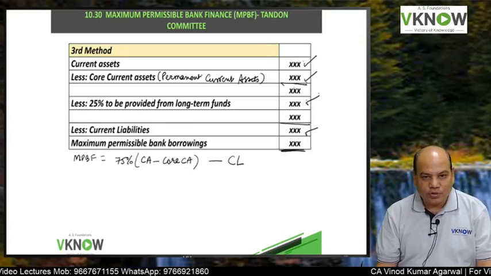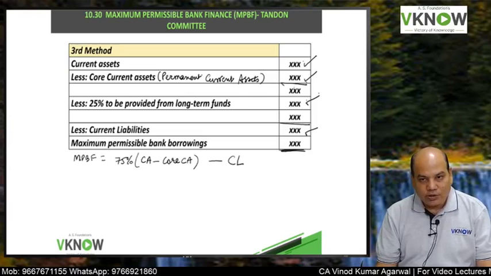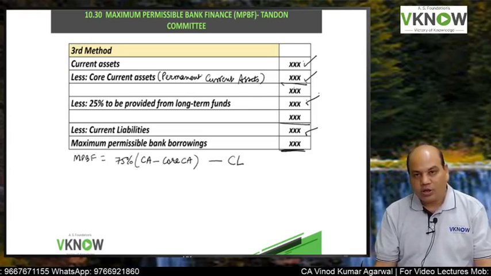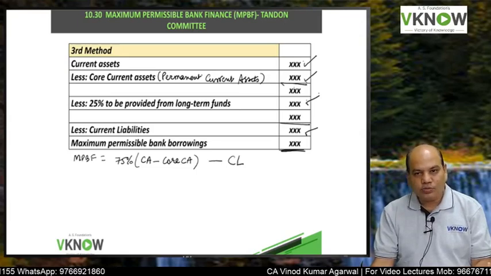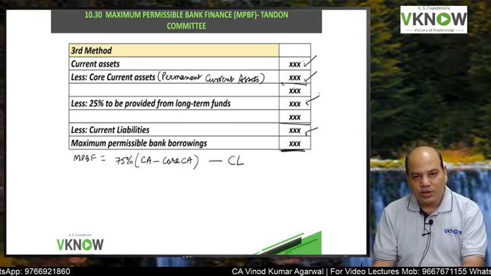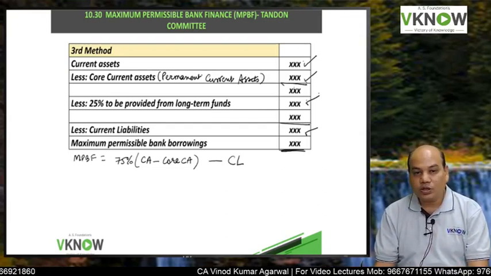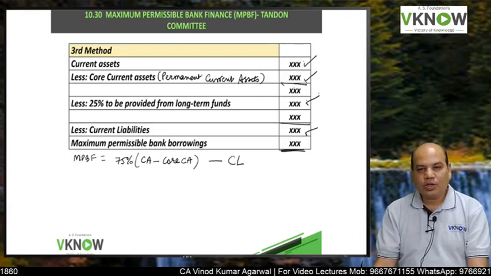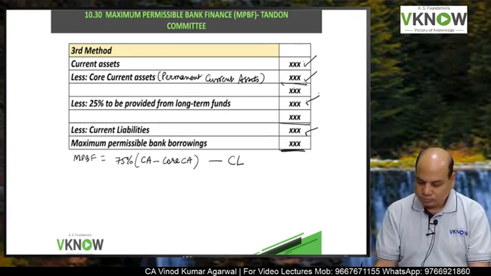Which method will give you the highest answer? First method. And which method will give you the lowest answer? Method 3. So there the Tandon Committee said the bank should gradually move towards method 3, so that the bank's financing of working capital will be reduced.